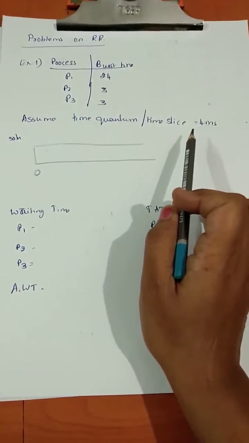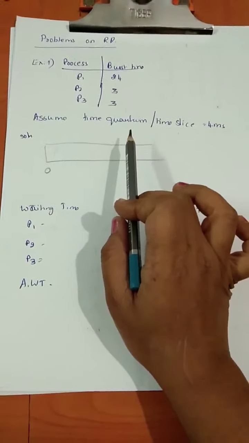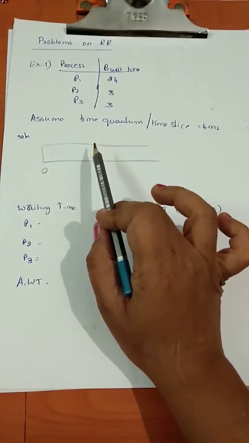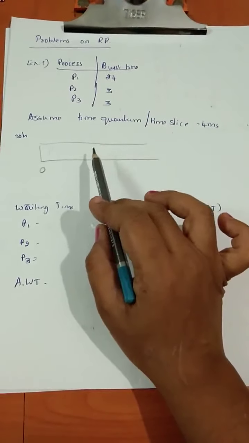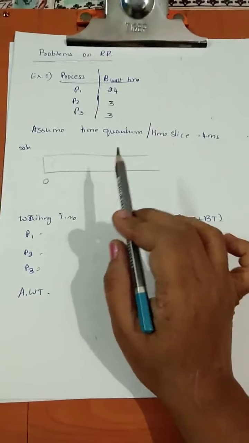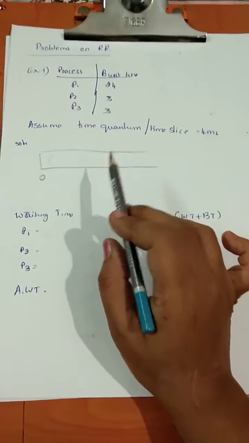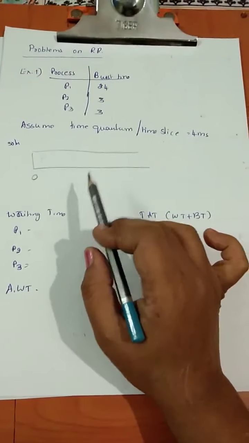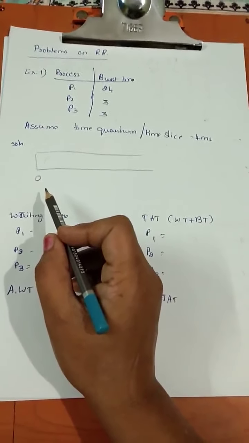So if I say 4 millisecond, each of the processes will be executed just for 4 millisecond, and after that they will be preempted and placed in the ready queue. If the process burst time is shorter than the time quantum, then they will complete their job. If the process burst time is greater than the time quantum, they will be preempted and placed in the ready queue, so that they will be scheduled again to execute. So let us see how to draw the Gantt chart.